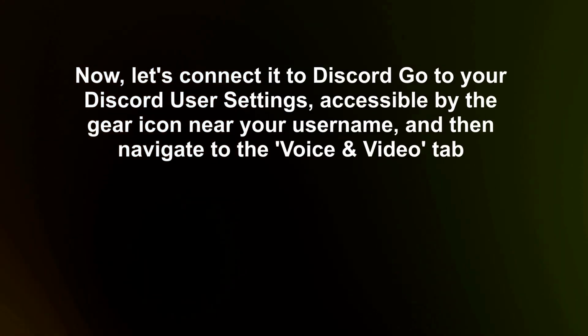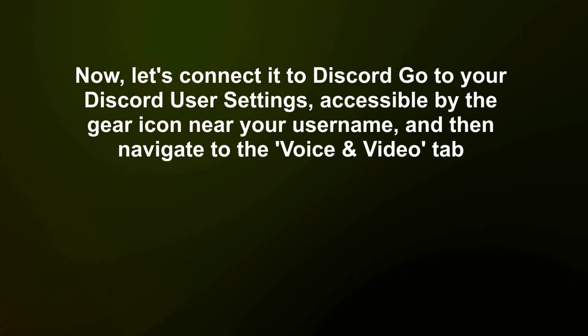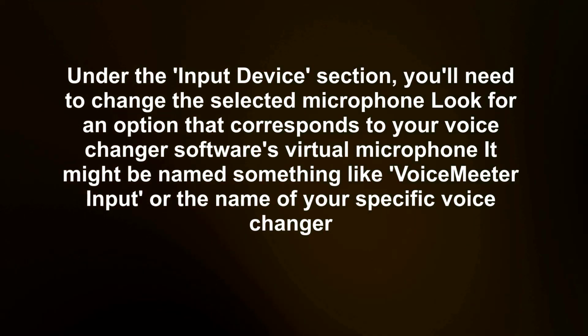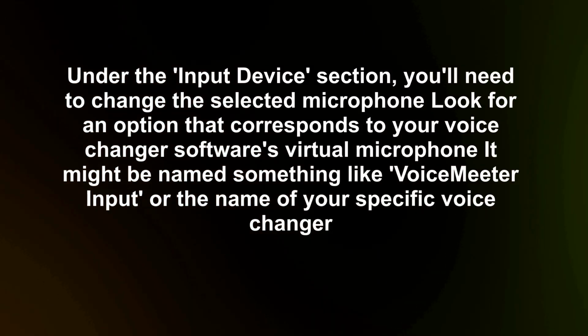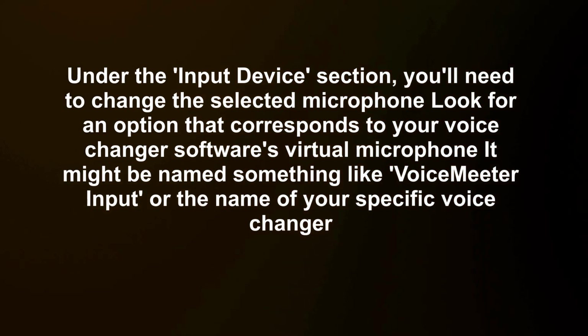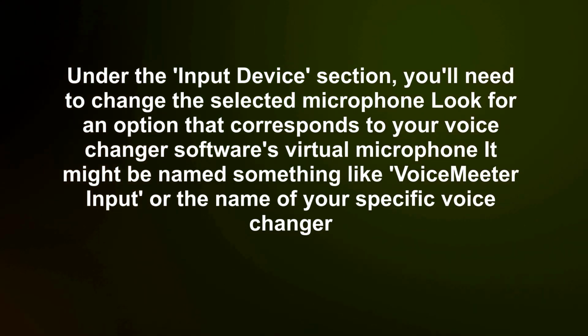Go to your Discord user settings, accessible by the gear icon near your username, and then navigate to the Voice and Video tab. Under the Input Device section, you'll need to change the selected microphone. Look for an option that corresponds to your voice changer software's virtual microphone. It might be named something like Voicemeeter Input, or the name of your specific voice changer.